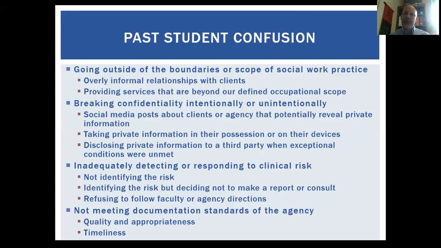Many students feel uncomfortable responding to risk and breaking confidentiality. That is something to review very carefully as you're being oriented to practice in your setting.